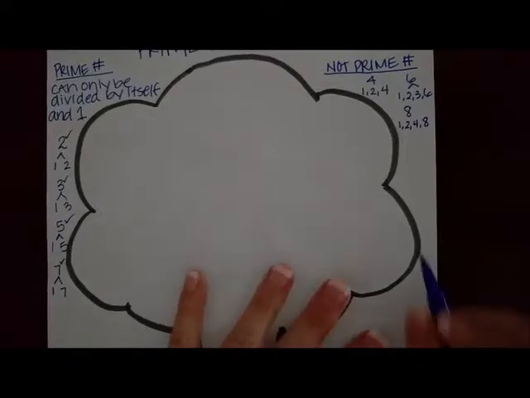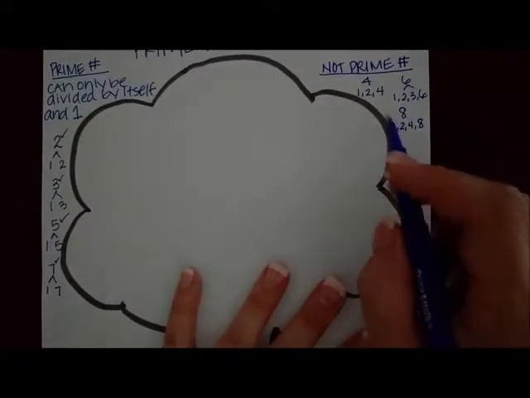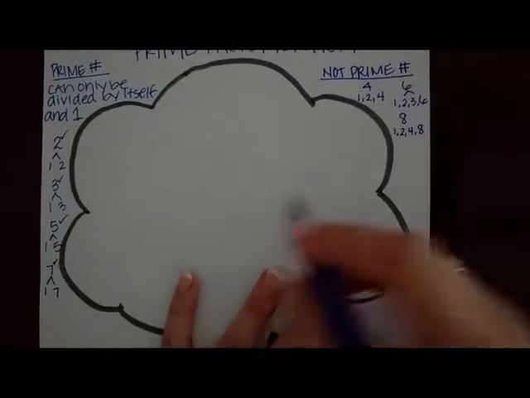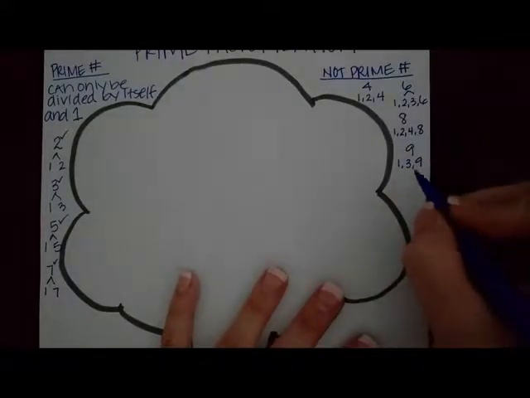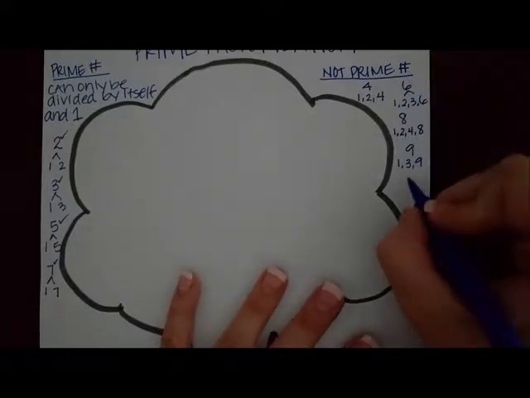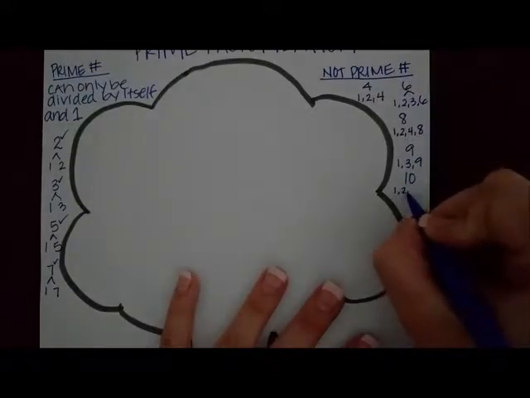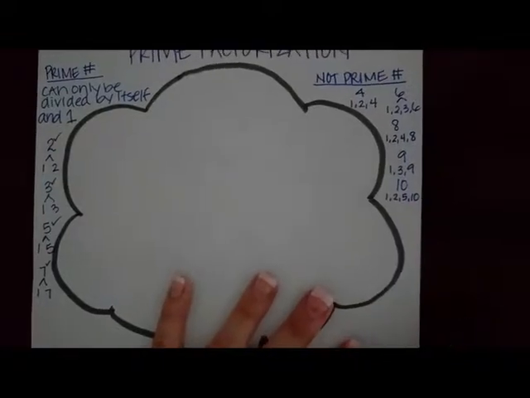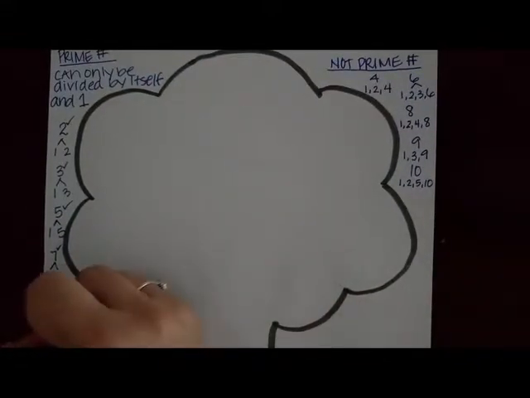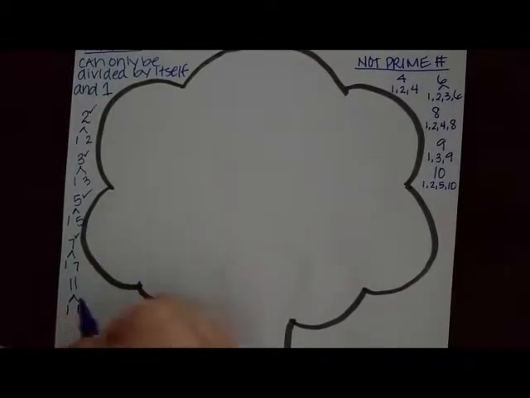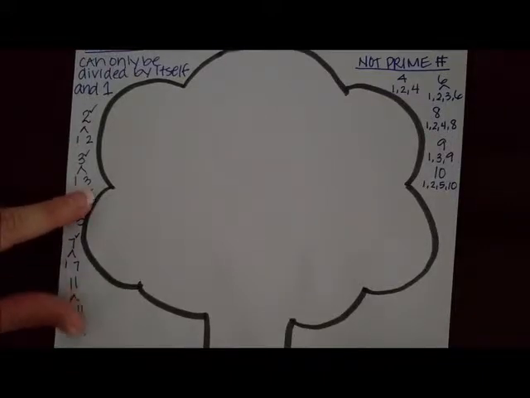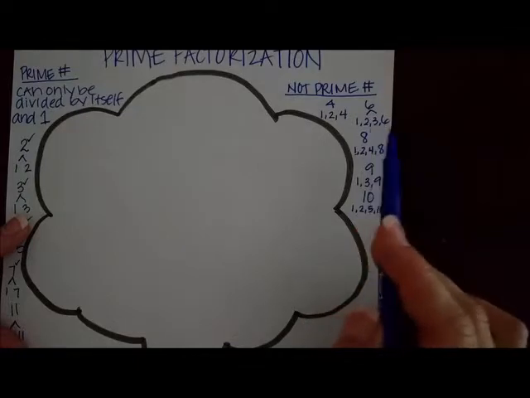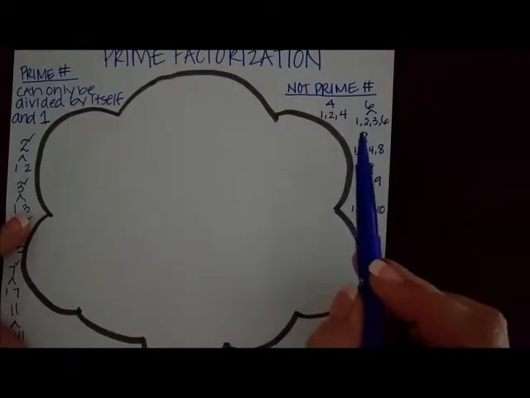9, let's think about 9. Where would you put 9? Not prime or prime? 9 is not prime. The factors of 9 are 1, 3, and 9. Remember, 3 times 3 is 9. So 9 is not prime. 10 is not prime. You've got 1, 2, 5, and 10. Okay, you get where I'm going here? 11 would be prime because 11 is only 1 and itself. So prime numbers only have factors of 1 and itself. Not prime numbers have factors other than 1 and itself, such as 1, 2, 3, and 6.